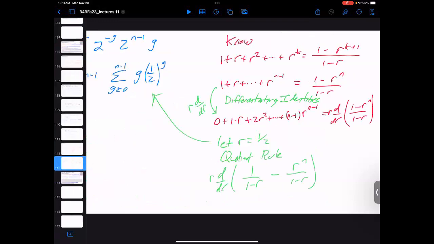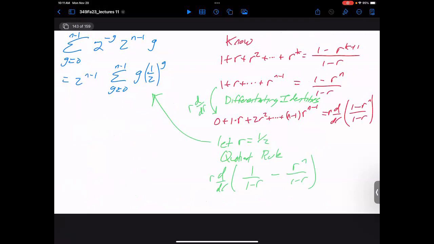Okay, we talked briefly about differentiating identities. If we know that 1 plus r plus r squared all the way up to r to the k is 1 minus r to the k plus 1 over 1 minus r, well, if we take k equals n minus 1, we have the finite sum. It's going to be 1 minus r to the n over 1 minus r.